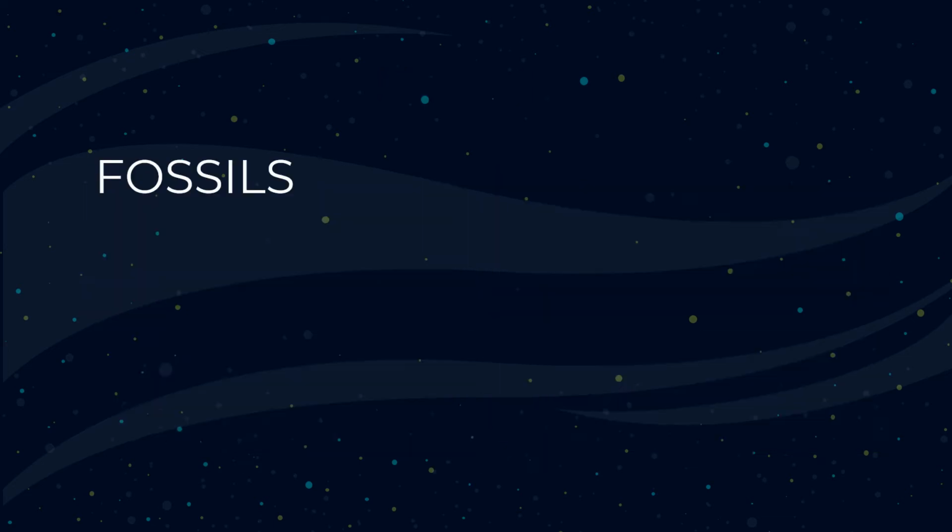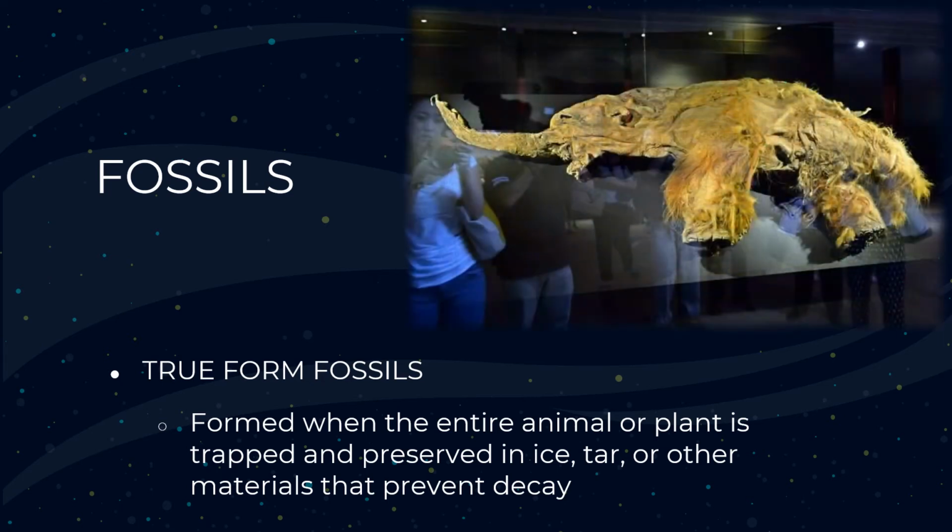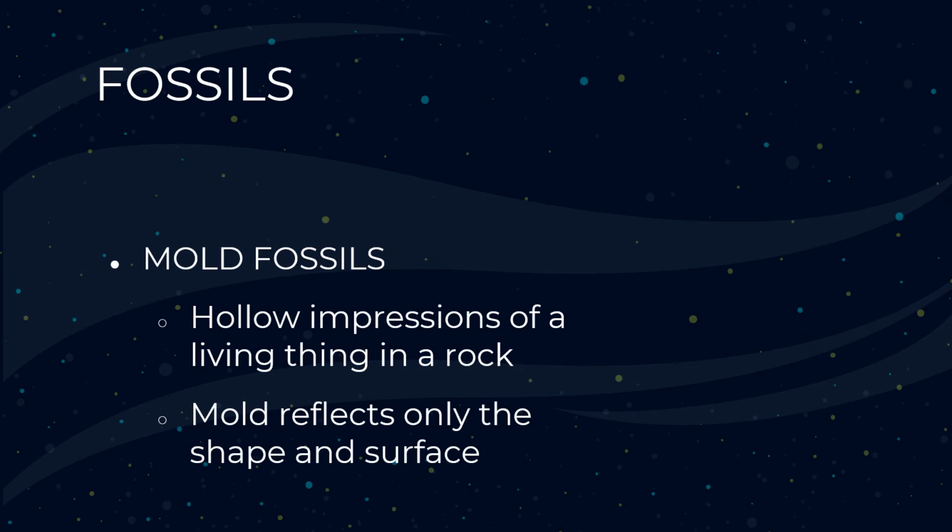So first off, we have true fossils. True form fossils are formed when the entire animal or plant is trapped and preserved in ice, in tar, or other materials that prevent decay. The remains of prehistoric elephants called mammoths were actually frozen in the Arctic tundra of Siberia and in Alaska. As you can see here in the picture, this is a true form fossil of the very famous woolly mammoth.